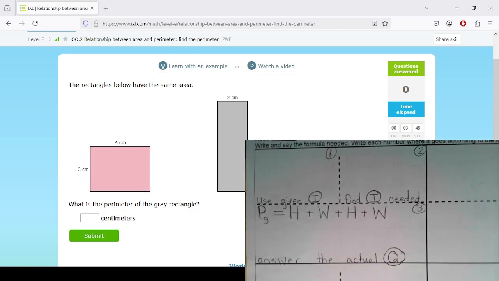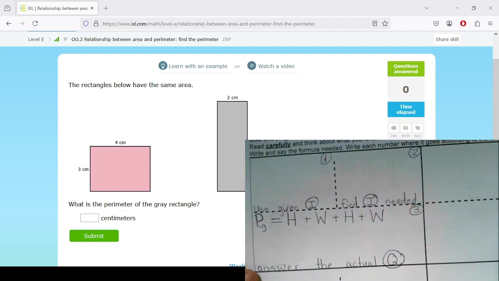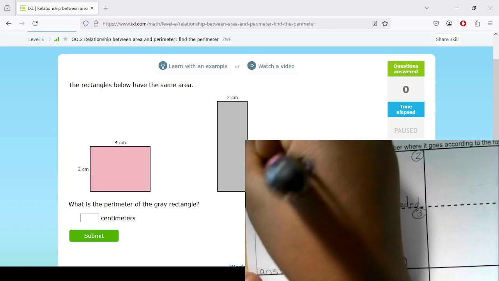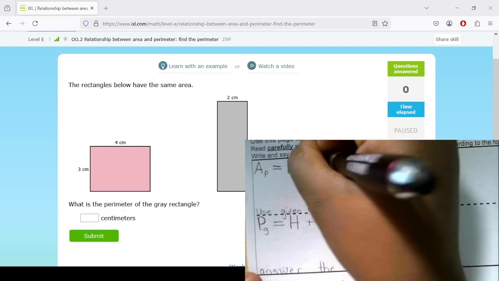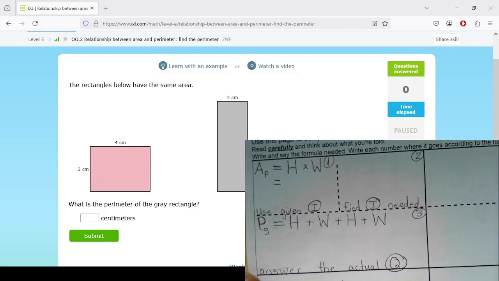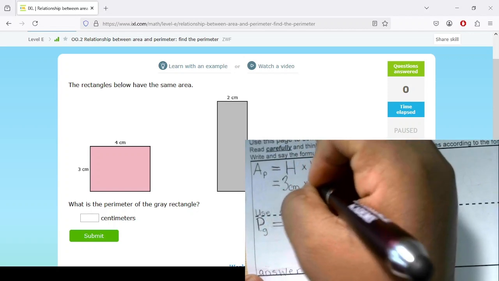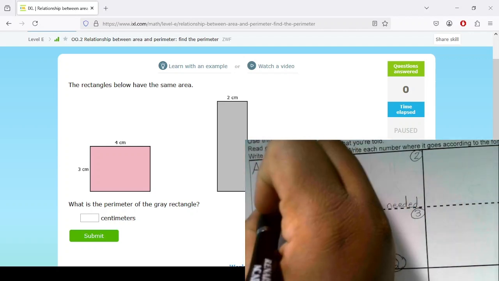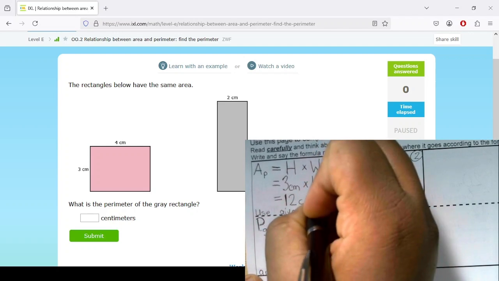So let's look at the information I'm given. I'm told that the rectangles below have the same area. So they're giving some information about the area, and then they give me enough information about the pink rectangle. The area of the pink rectangle is calculated by multiplying the height dimension by the width dimension. The height dimension is 3 centimeters, times 4 centimeters. The pink rectangle is 4 centimeters wide. So then the area of the pink rectangle is equal to 12 square centimeters.